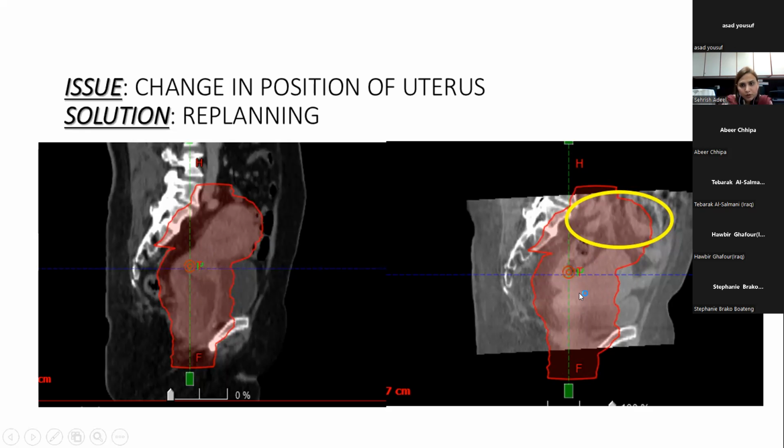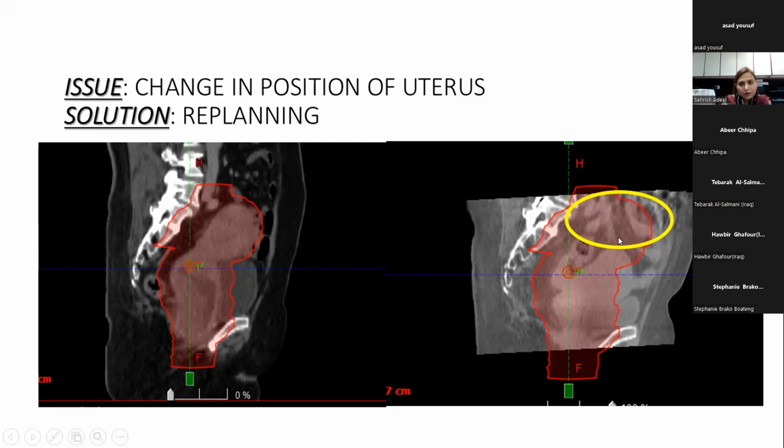In this, there are two findings to pick up. One thing is the bladder filling. The bladder filling is not matched as we did it in the planning. One reason for the change in the position of uterus is this. And the other reason is the disease showed the response. Once the disease is showing the response in cervical cancer patients, the uterus changes in position. And that's what happened in this patient.